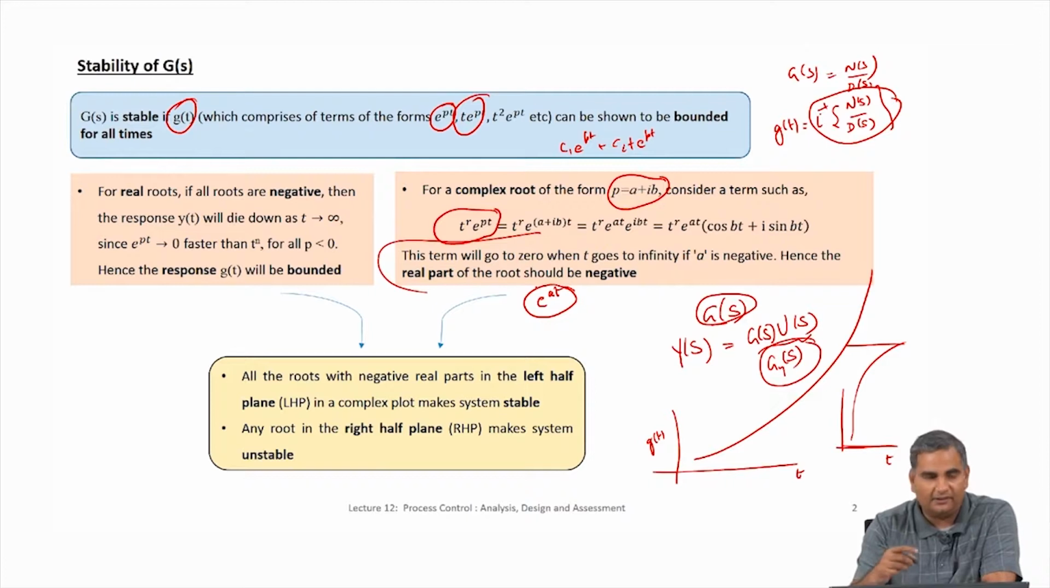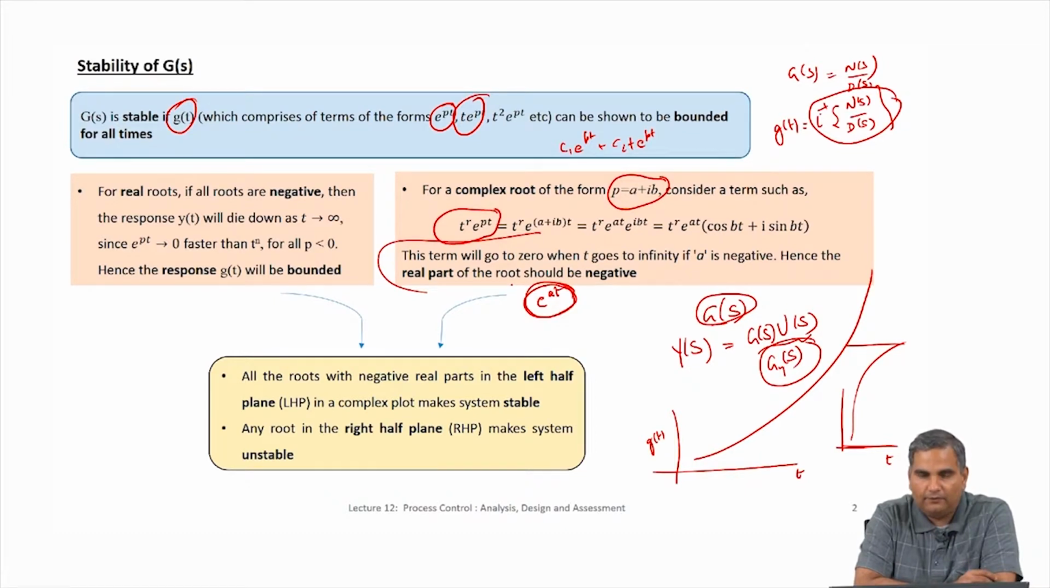The notion of distinct is that it is not repeated. So, it can have only one term which is 1 by s minus p. So, that will just be e power pt. Here, since it is real, I am setting b equals 0. So, if your pole is distinct and real, then we can ask the question, this is one term in the sum, and what will happen to this term e power a t.